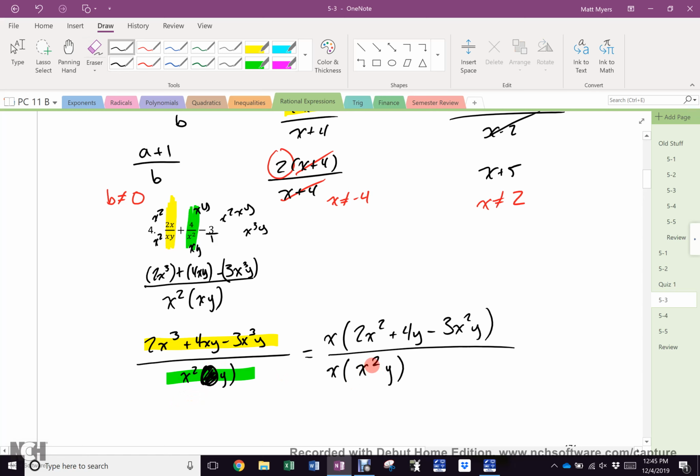Everybody cool? Now, what do you see? You see a common factor in the numerator and the denominator. What is it? So what do we get to do? Cancel it out. What's left? And there's my final answer. What can x and y not be? x can't be 0. y can't be 0. Easy peasy lemon squeezy, right?